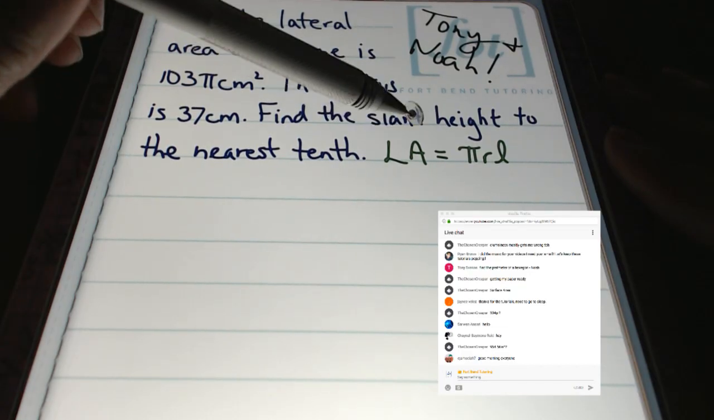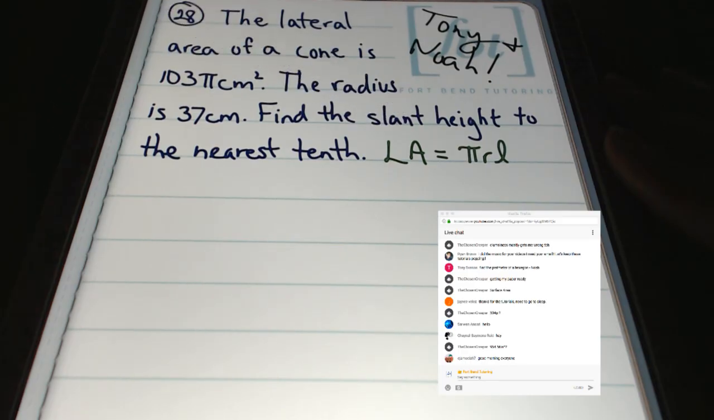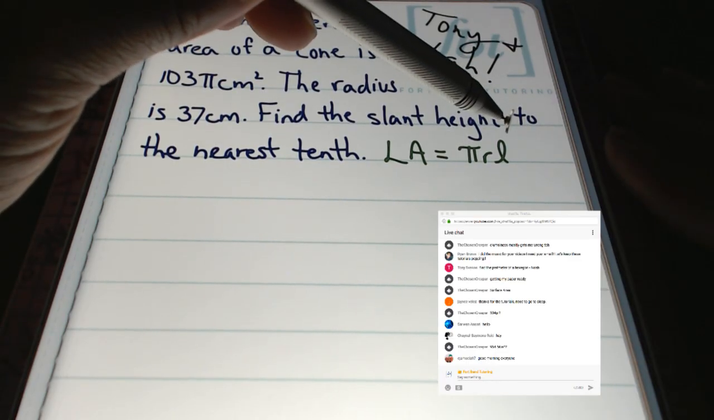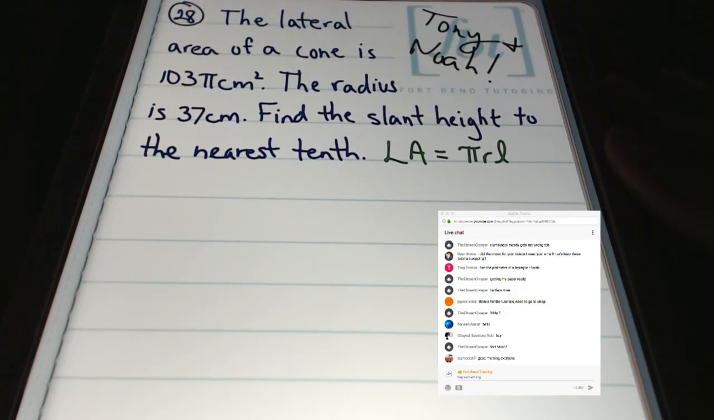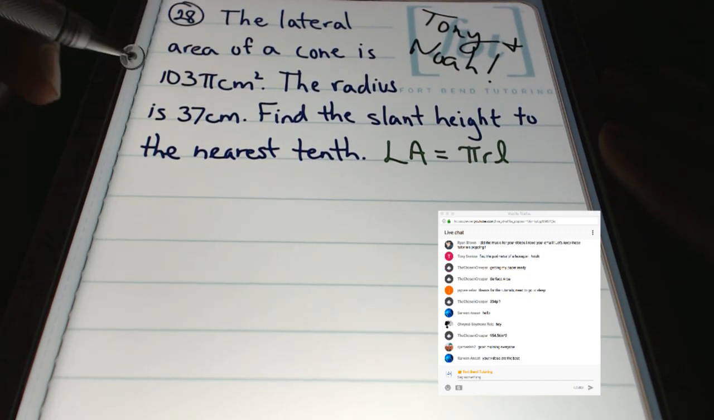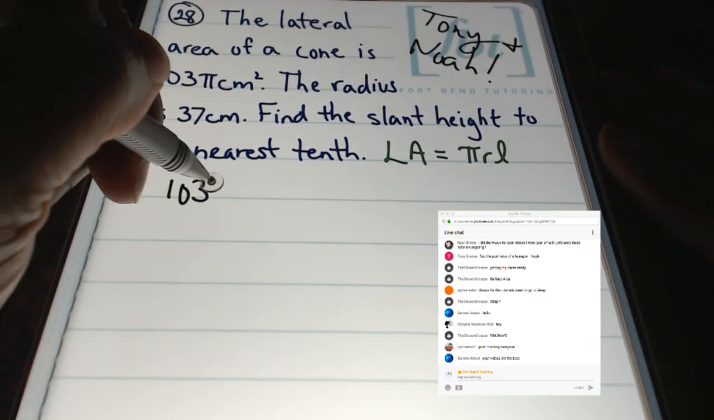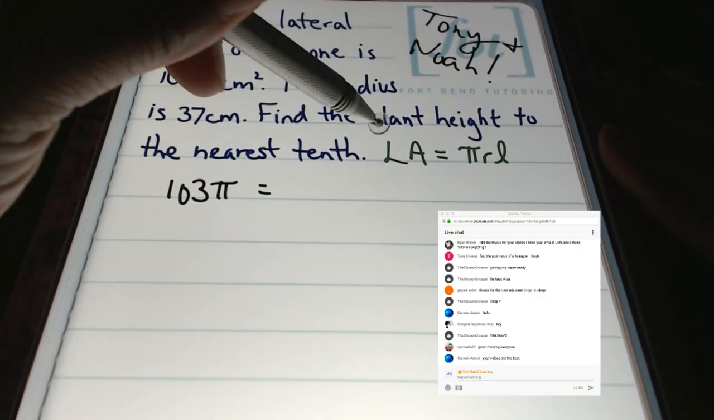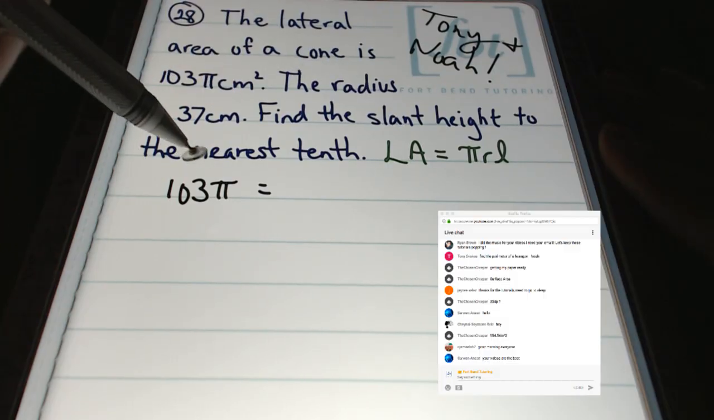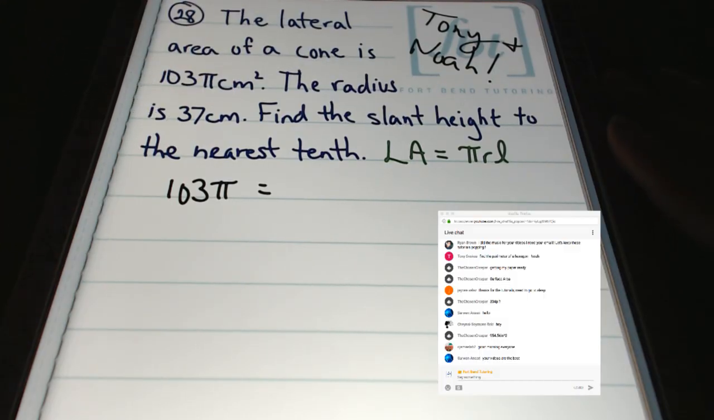So what we have here, guys, is our formula for the lateral area of a cone, which is going to be pi times the radius times the slant height. That's what this L represents right here. It's going to be representing the slant height, whereas the R represents the radius of the base of the cone. And we're going to solve for the slant height. They're already telling us that the lateral area itself is 103 pi centimeters squared. So I'm going to replace that lateral area with that value of 103 pi centimeters squared.